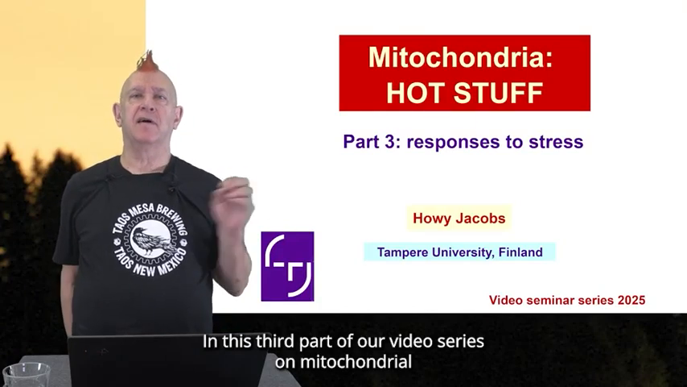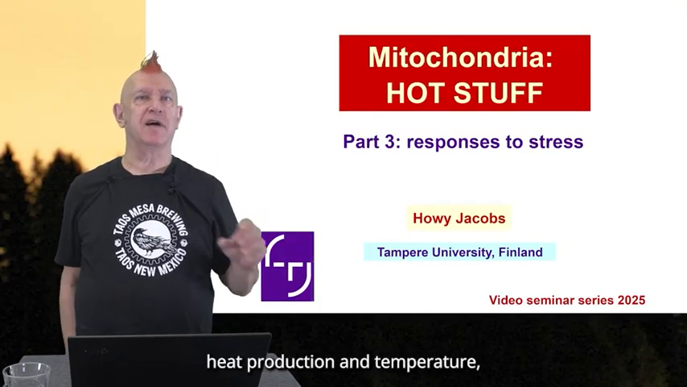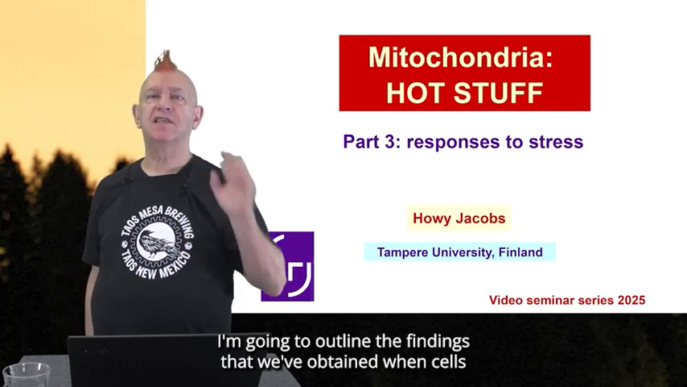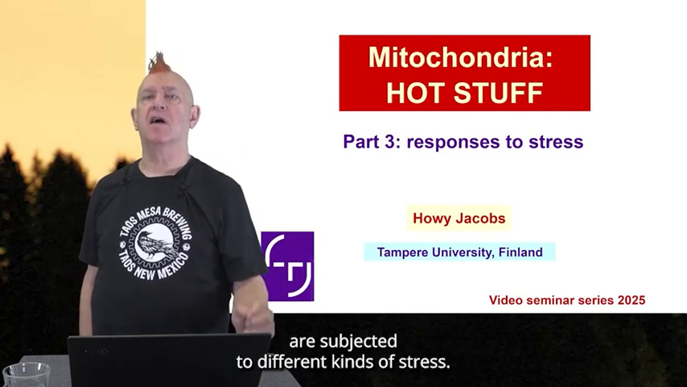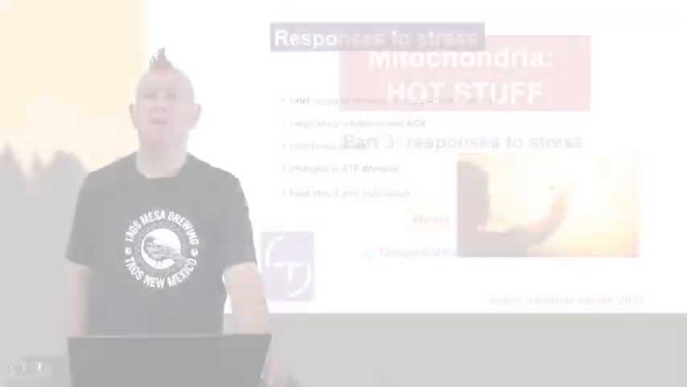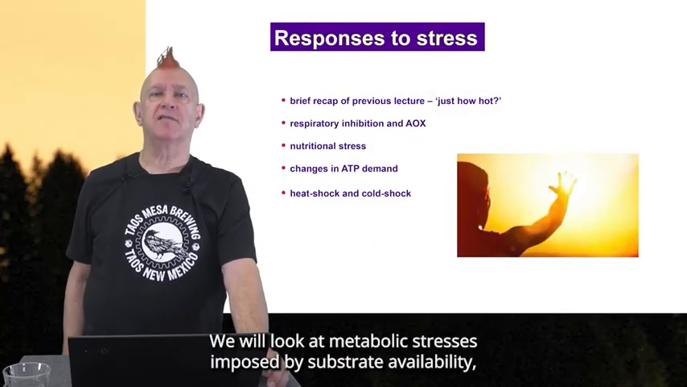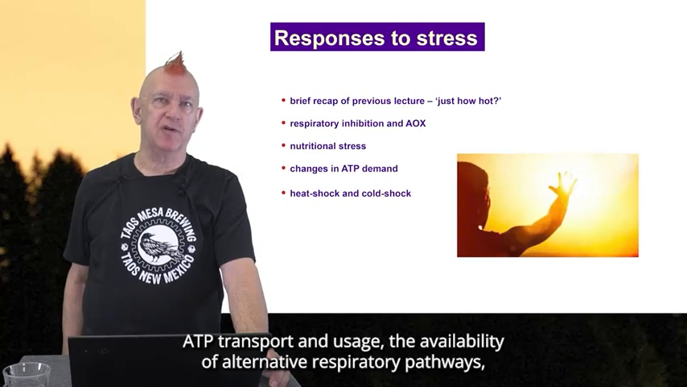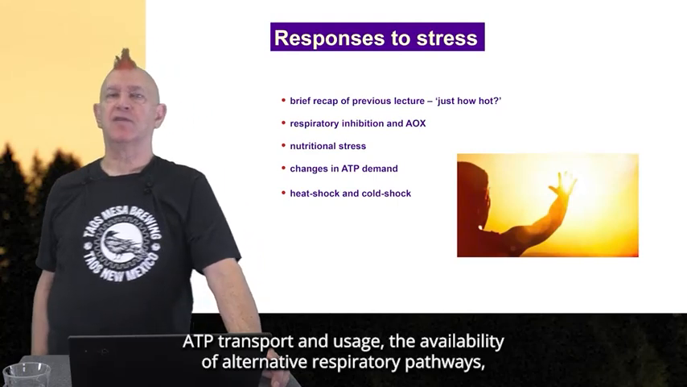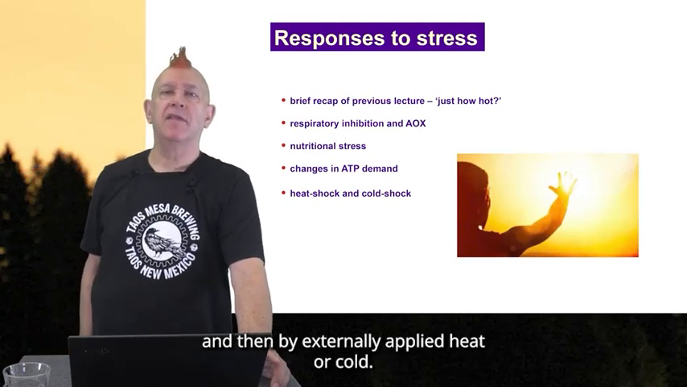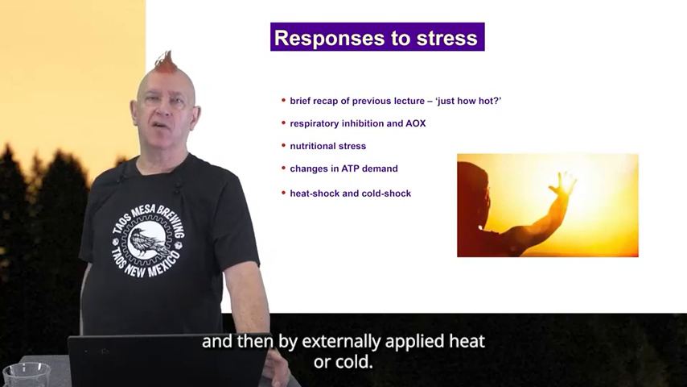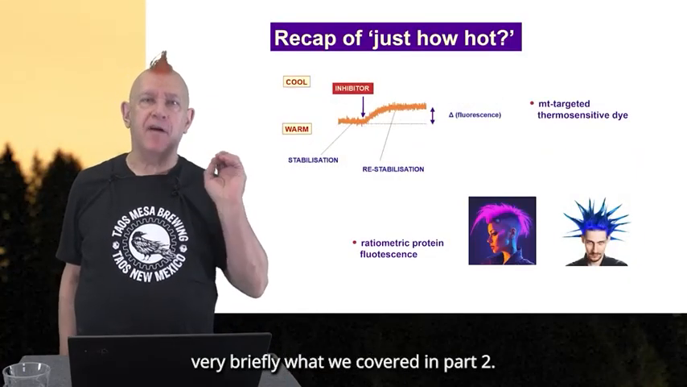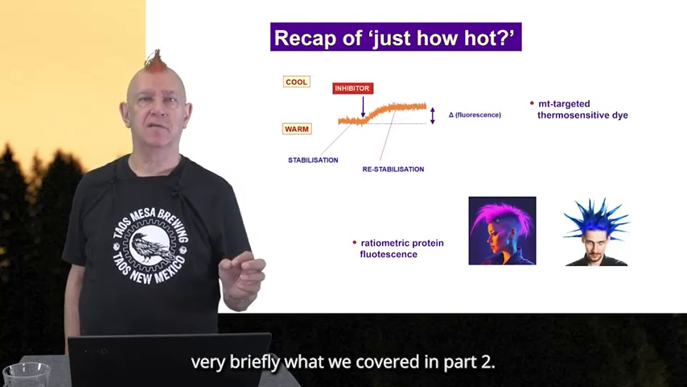In this third part of our video series on mitochondrial heat production and temperature, I'm going to outline the findings that we've obtained when cells are subjected to different kinds of stress. We will look at metabolic stresses imposed by substrate availability, ATP transport and usage, the availability of alternative respiratory pathways, and then by externally applied heat or cold. However, first, I'll recap very briefly what we covered in part 2.